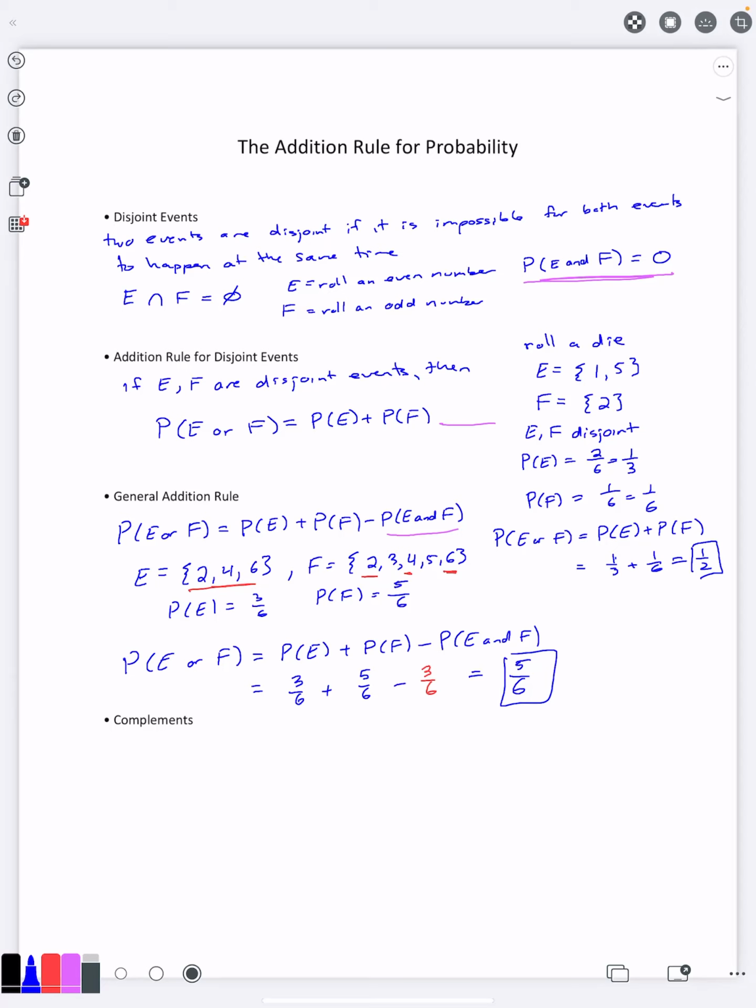Okay, so we get this here, and we get a probability of 5/6. And that's what we have for the probability of either getting an even number or getting something bigger than 1. And you can use this to find probabilities of all other situations as well. Just use the general addition rule. There's 2 other things I want to mention here.